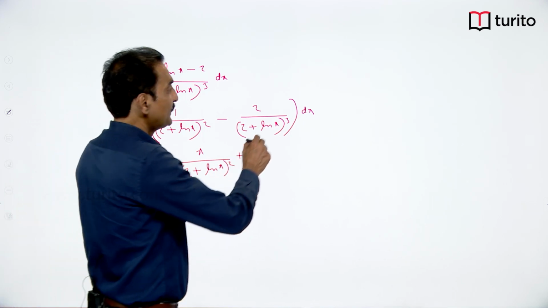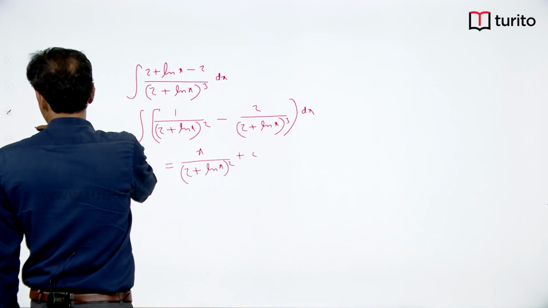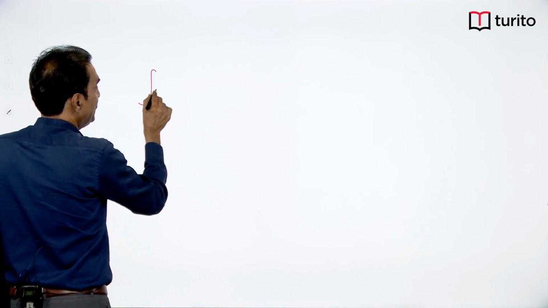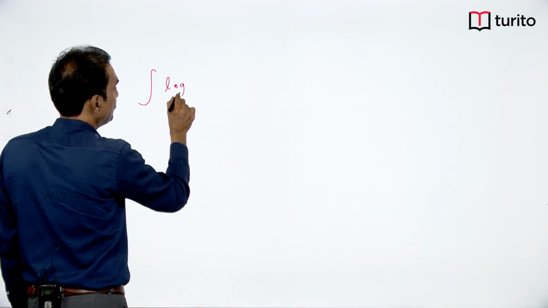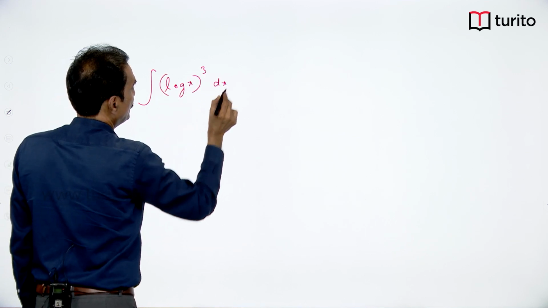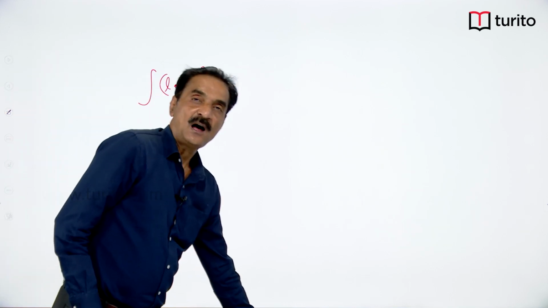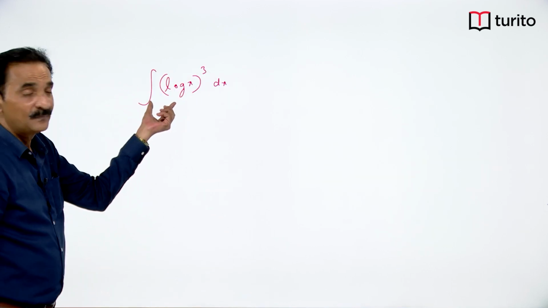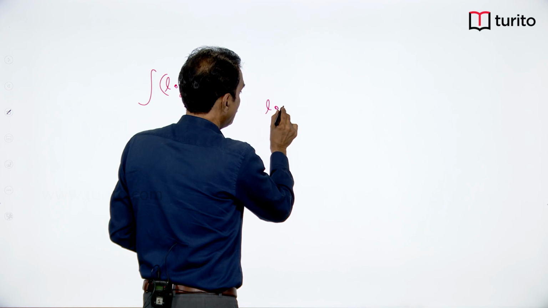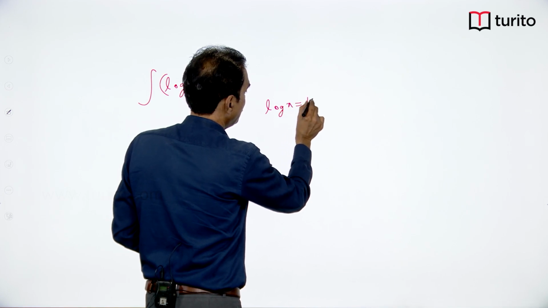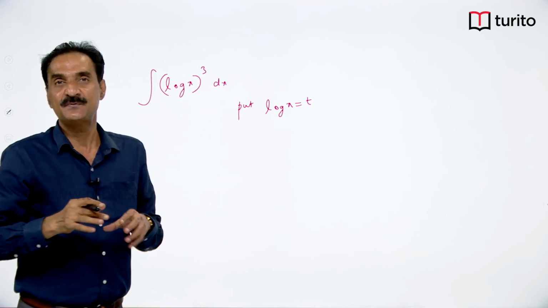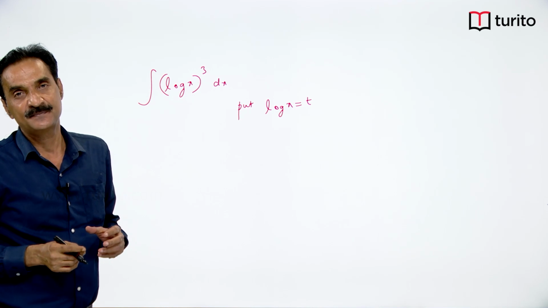And similarly, suppose you want the integral of (log x) whole cube. The normal method is to put ln x is equal to t. Whenever log x is there without base, we have to take it as natural logarithm of x.